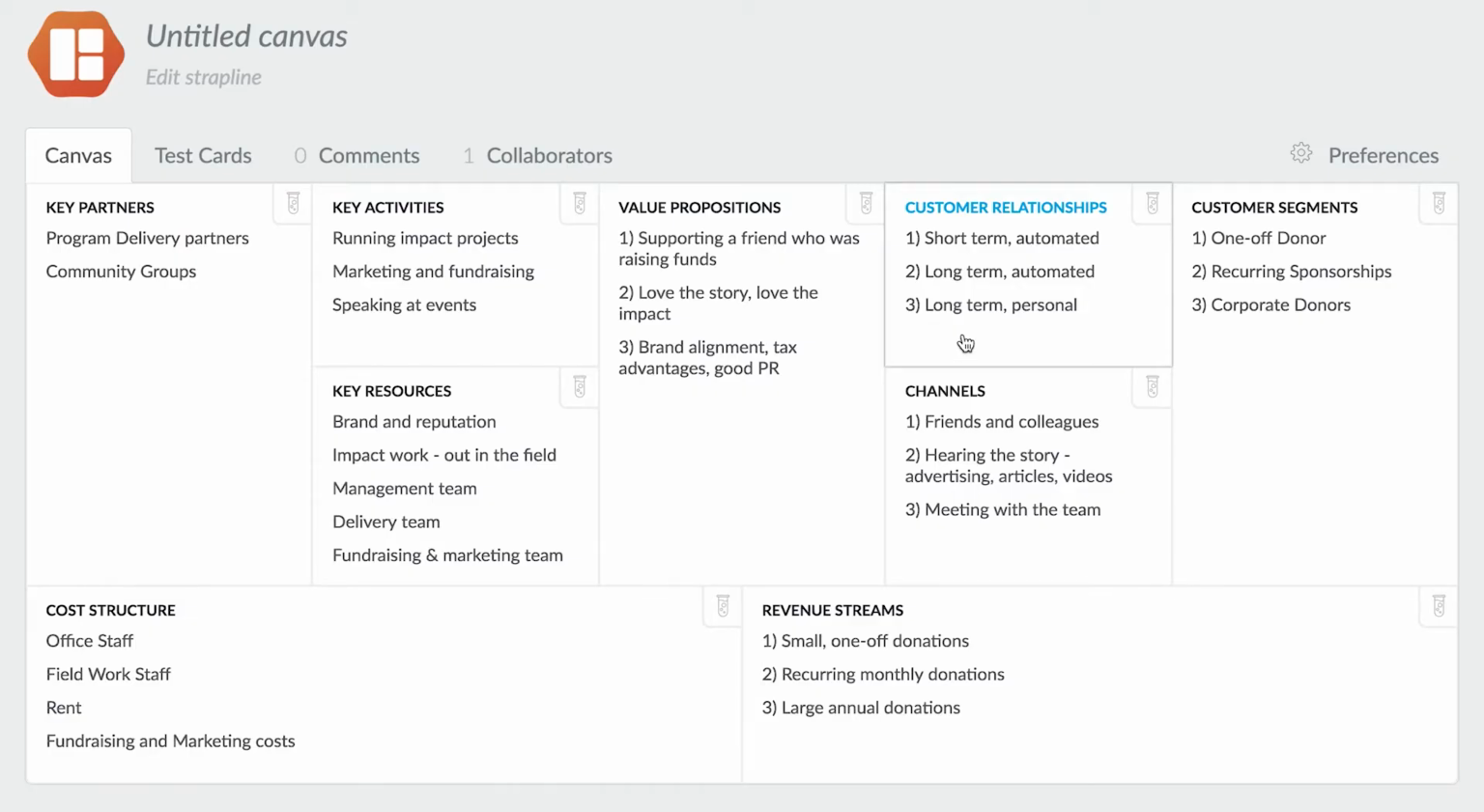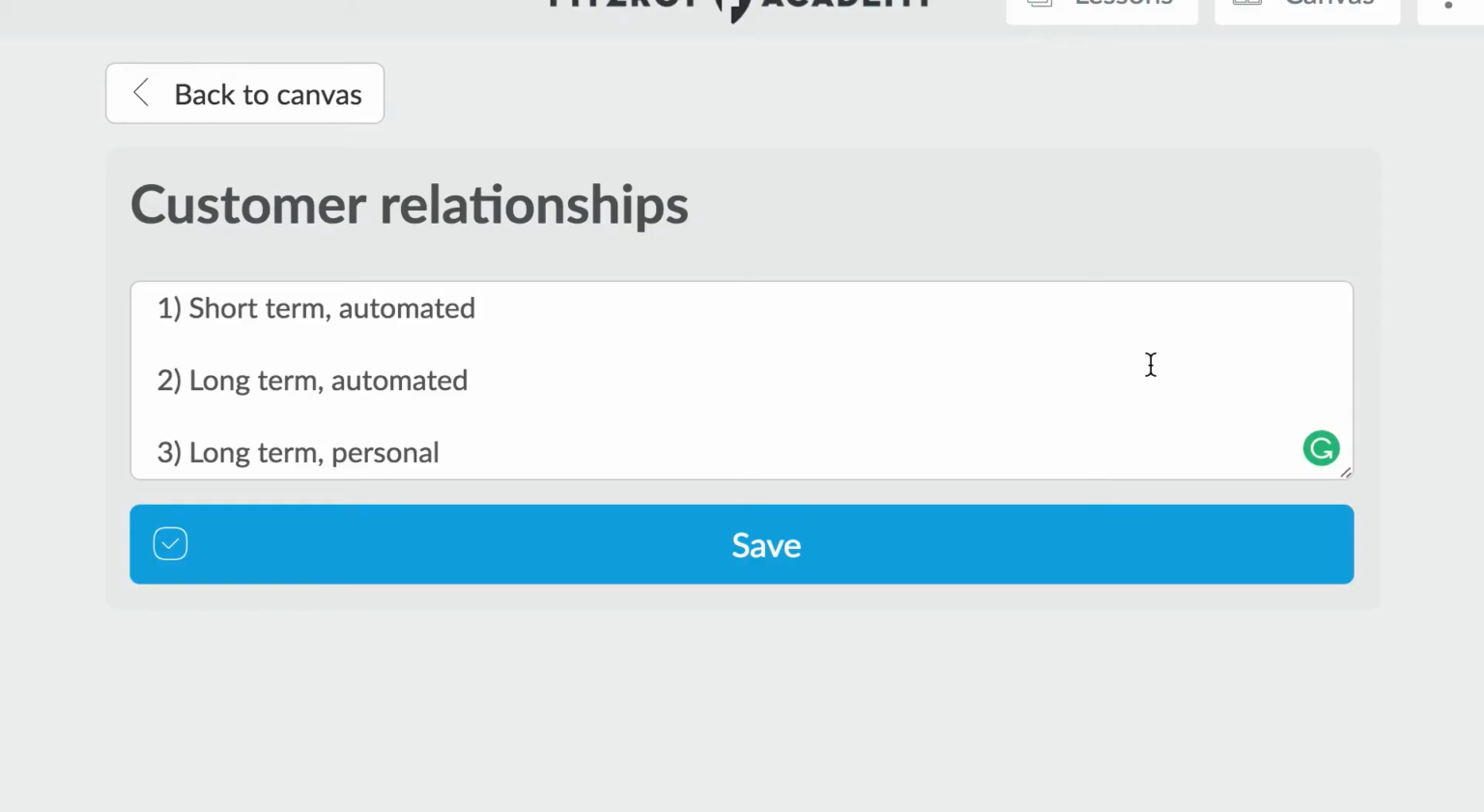So how do these relationships unfold? I think we see a different type of relationship for each different customer. For our one-off donors, this is short-term and it's automated. You may never get their details. This might be someone who physically puts a $10 note in a collection box somewhere. For our monthly givers, it's long-term, but it's still automated. They've committed to an ongoing donation, but they might have never actually met anyone on your team. They may have never actually seen the impact of your work.